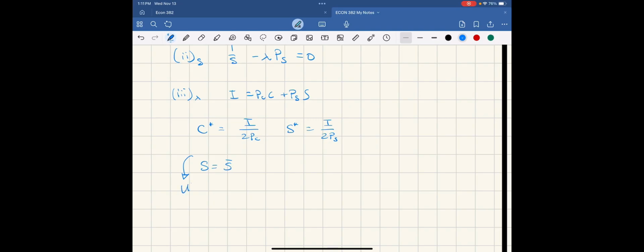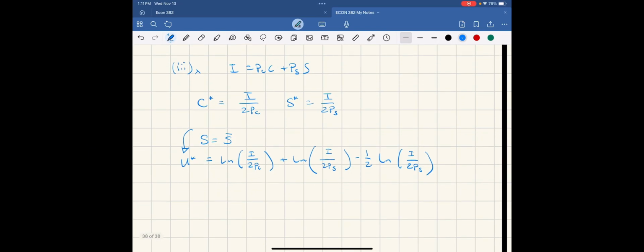The utility of this individual is going to equal log of C star, which is I over 2 PC, plus log of S star, I over 2 PS, minus 1/2 log of S bar. But we said that S bar is the same as S since every individual is a representative individual. Therefore, we would get 1/2 log I over 2 PS. So we can then combine like terms.